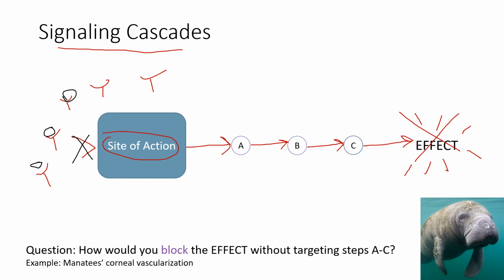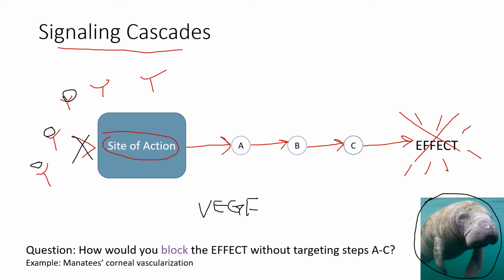And so please note that because the site of action is on the membrane, this method only works for membrane-bound receptors acting as the site of action. And so an example of how this works in the real world is in corneas. I have this picture of a manatee on the right because in most mammals and animals, corneas are not vascular. However, VEGF, which is vascular endothelial growth factor, promotes vascularization, and it is present in the cornea during eye formation.